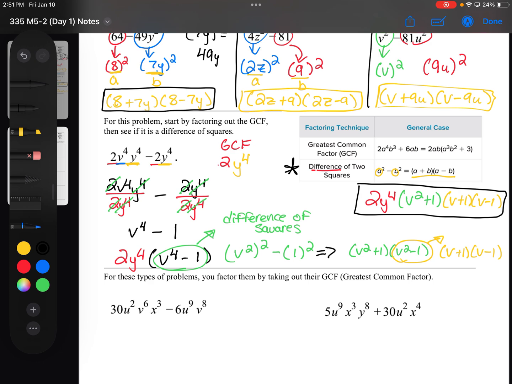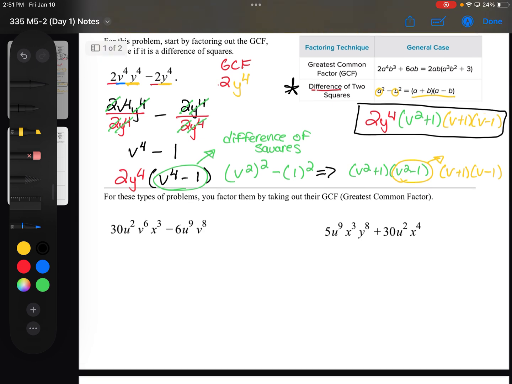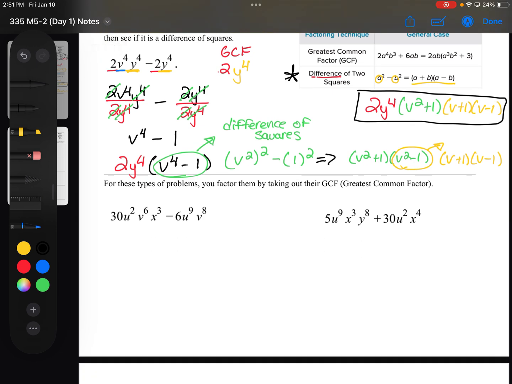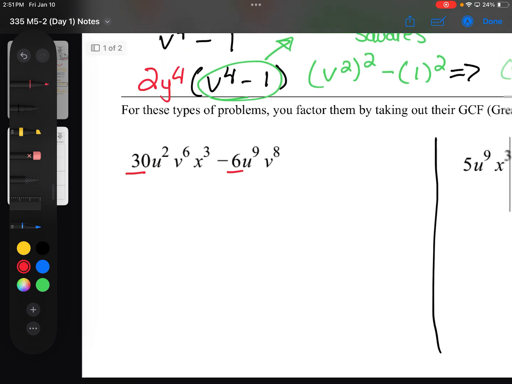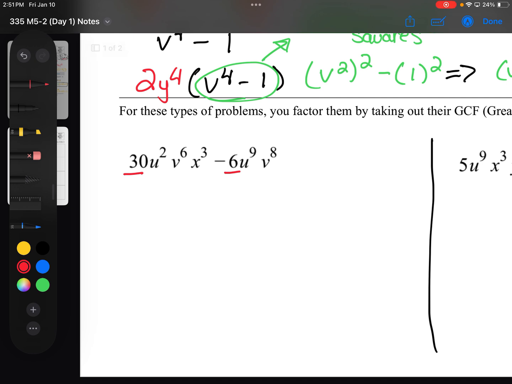Not all of them are going to be that intense, but it's good to see that in the notes just in case. Down here, I think these ones are going to be a breeze for you guys. I really don't think they're going to take you that long to do. I'm going to do this first one on the left. I want you to pause the video and do the second one on the right. So what I'm looking at here, 30 and 6, they both have a 6 in common, so keep track of that GCF.